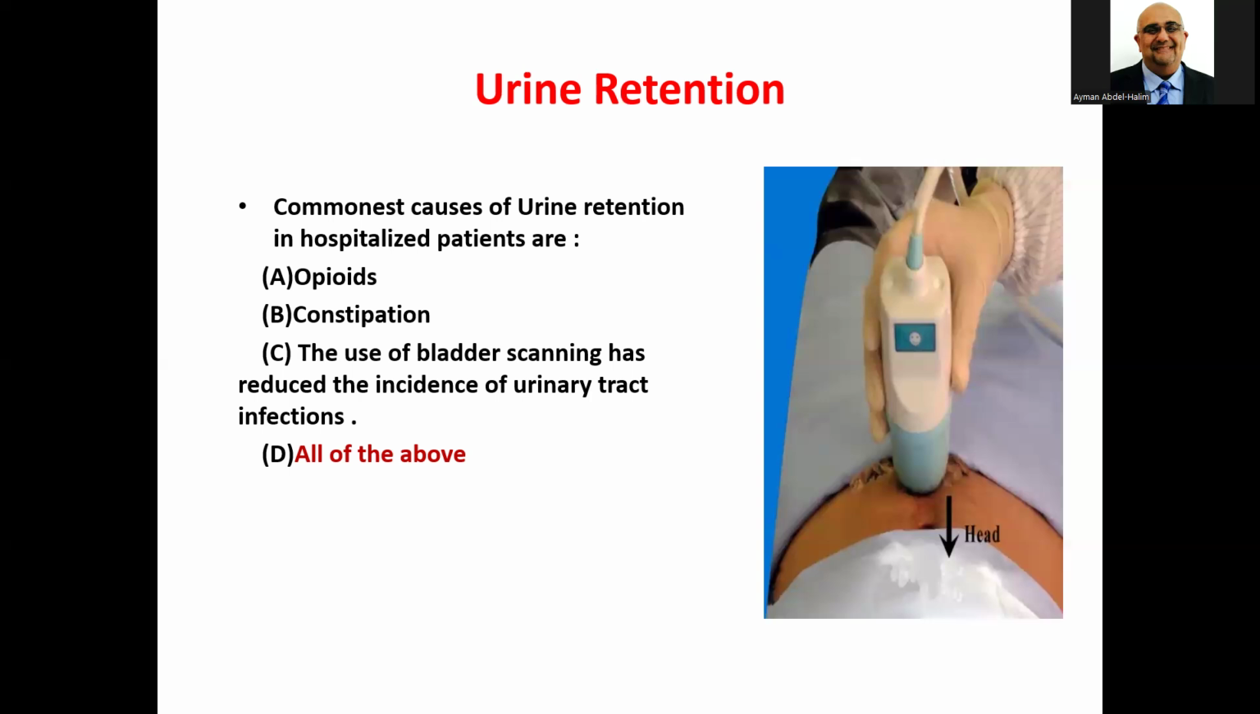Putting in a Foley, maybe. As far as the constipation, you give anti-constipation agents. Also, for the constipation, you can give methylnaltrexone, okay? But don't give more opioids. You make it worse.